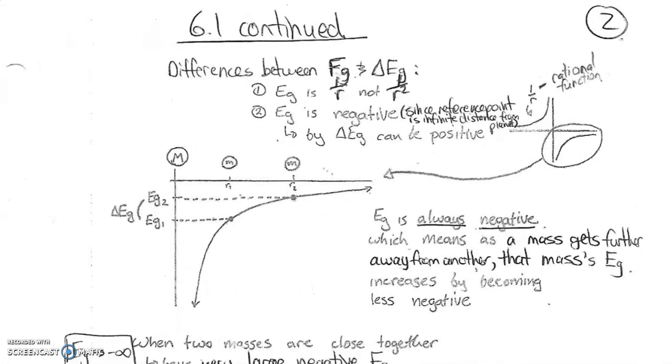All right. Moving on here, we can see that there's some differences then between the force of gravity and the change in gravitational potential energy. First off, as I already noted, the gravitational potential energy is 1 over R, not 1 over R squared. We also note that EG is negative, and the reference point for this is an infinite distance from the planet.